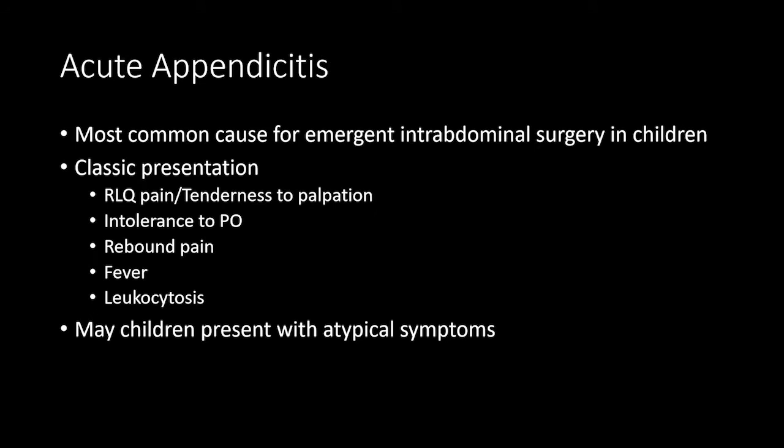Let's talk a little bit about acute appendicitis. It's the most common reason for children to present to the hospital and require an emergent intra-abdominal surgery. It has a very classic presentation with right lower quadrant pain, right lower quadrant tenderness to palpation, an intolerance to PO intake, rebound pain indicating peritonitis on physical exam, and fever and leukocytosis with the left shift. Despite this classic presentation, many children will present with atypical symptoms, making the diagnosis of appendicitis in young children challenging.